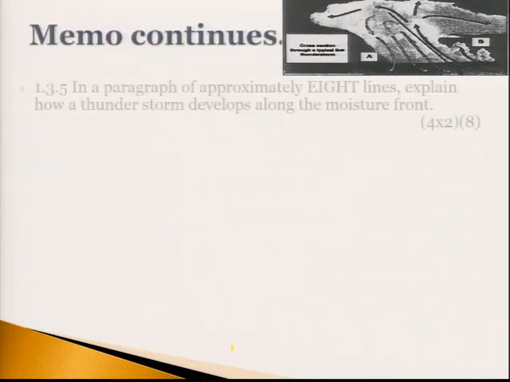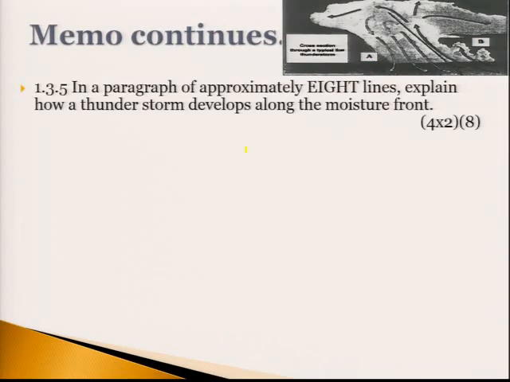Let's continue, colleagues. In a paragraph of approximately 8 lines, explain how these line thunderstorms develop. 8 marks. Level 7 candidates, this is where we want them to excel. Let's encourage them, colleagues. The first point, they must remember that the Kalahari high pressure will be moved upward.